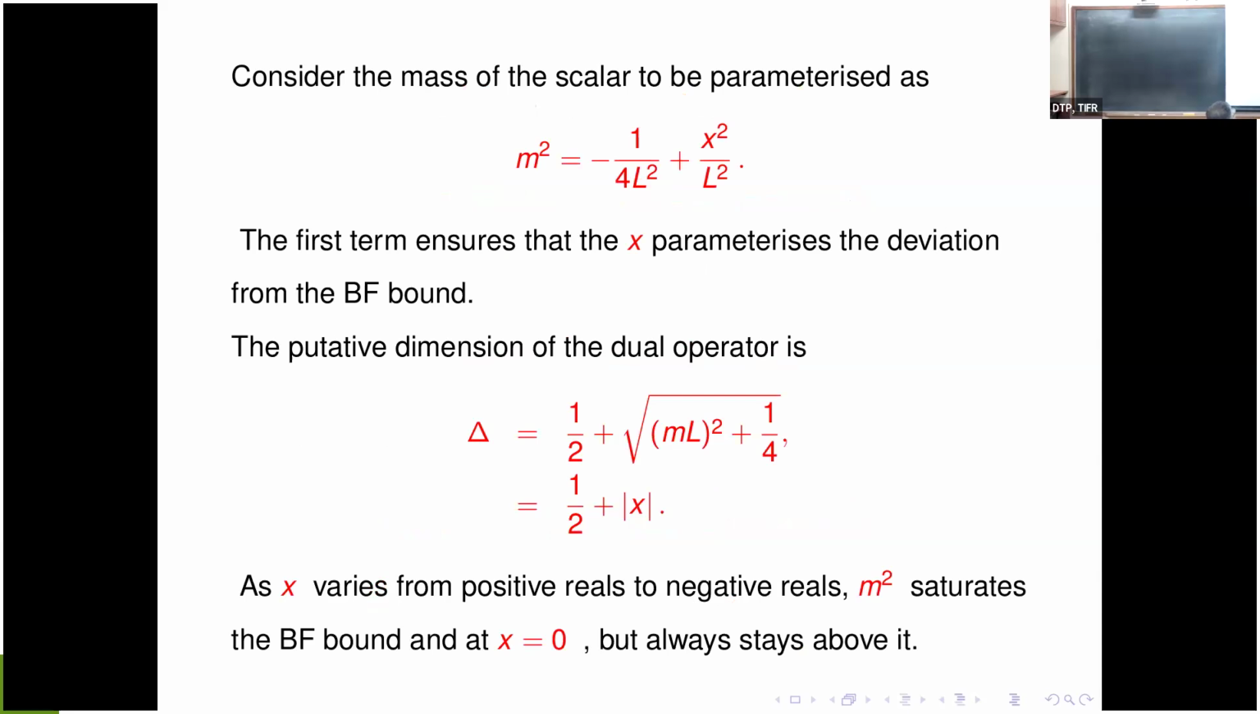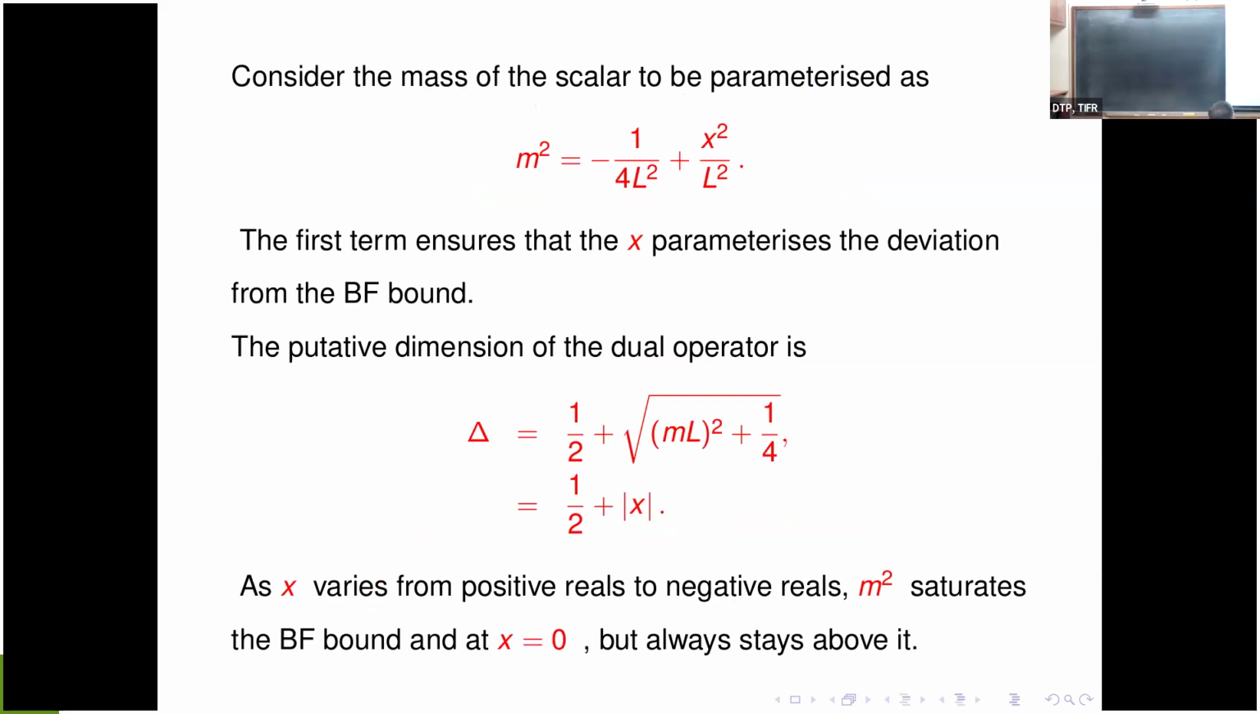To dial the mass, we parameterize the mass like this. This parameterizes the deviation from the BF bound, which is -1/4. The first term ensures that X is the deviation above the BF bound.